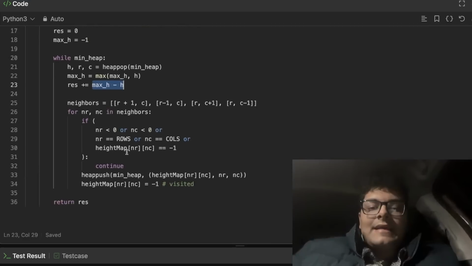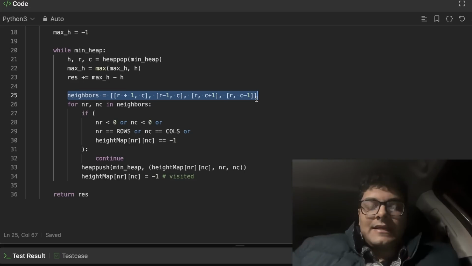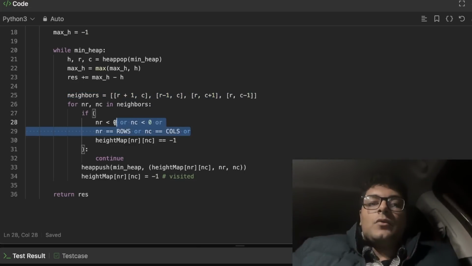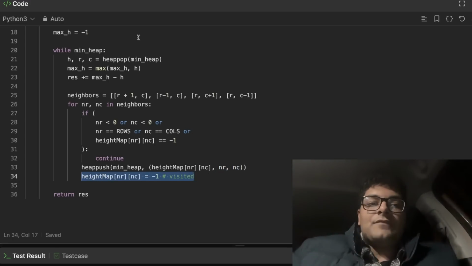And so after that, there's nothing too crazy going on. For that given node, we will go through the 4 directions, the 4 potential neighbors that it has. We'll just make sure that the coordinate is in bounds and that it hasn't already been visited. If it has, then we can just continue to the next iteration of the loop. After that, if that's not the case, we will take this neighbor, I call it neighbor row, neighbor column. We'll take the height of it and add it to the min heap along with the coordinates of it, and we will then mark that coordinate as visited. And then after we've popped everything from the heap, we will return the result.